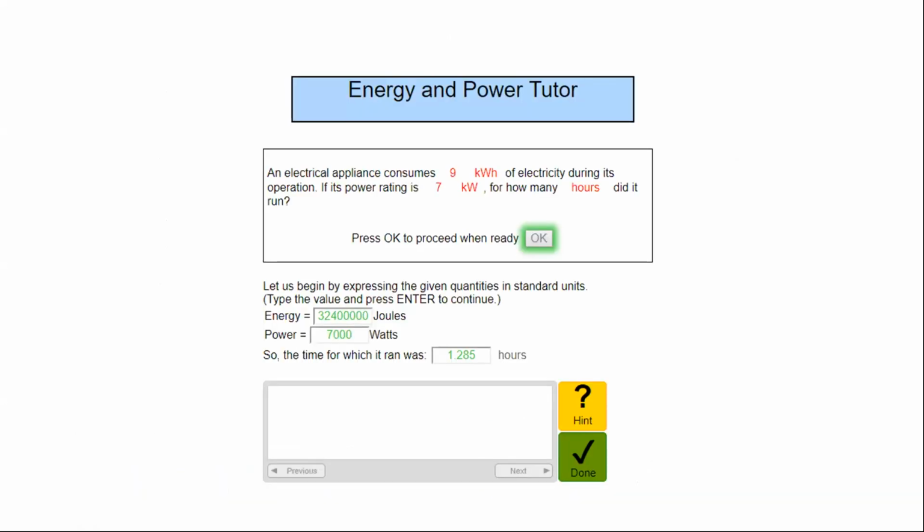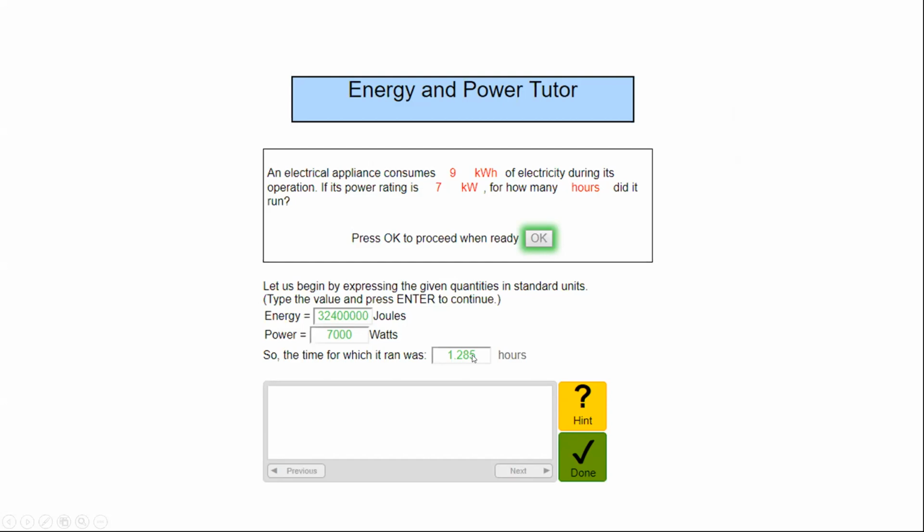And this is actually one of the other tutors that we made. This was used to teach physics students about energy and power. In this case, the problem is shown to the students: an electrical appliance consumes so much electricity during its operation, the power rating is so much, how many hours did it run, and so on. And the same thing here also, when the students enter the correct answer, the answers are highlighted in green, which means that the answer is correct.